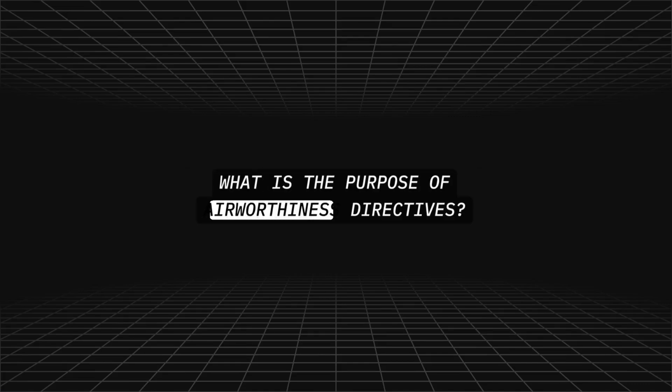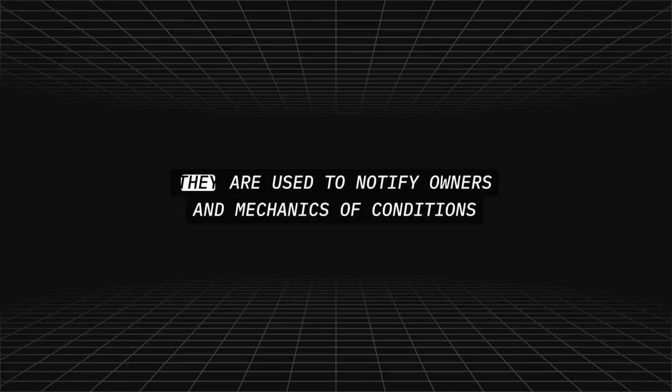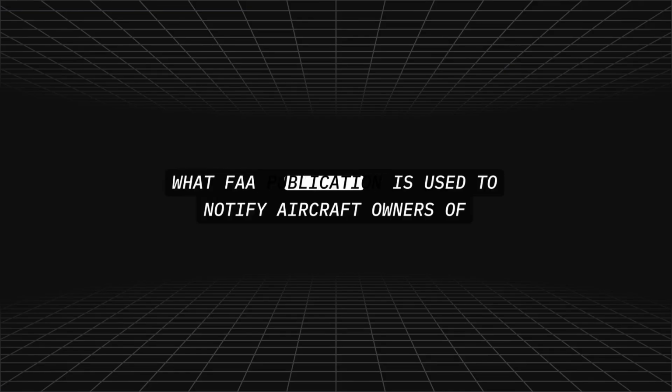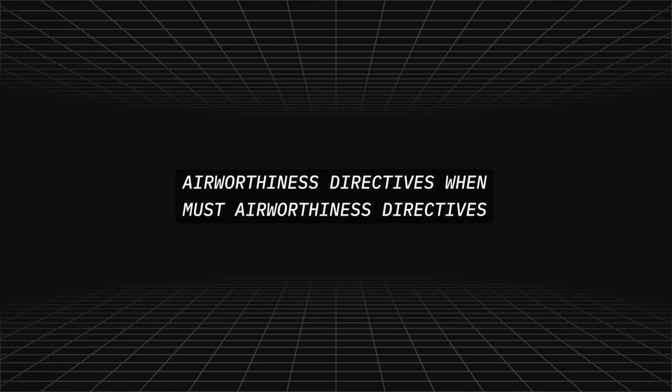What is the purpose of airworthiness directives? They are used to notify owners and mechanics of conditions that prevent a product or part from being in an airworthy condition. What FAA publication is used to notify aircraft owners of unsafe conditions? Airworthiness directives.